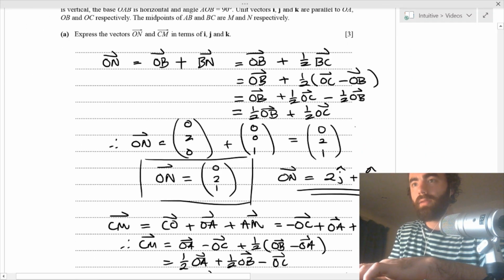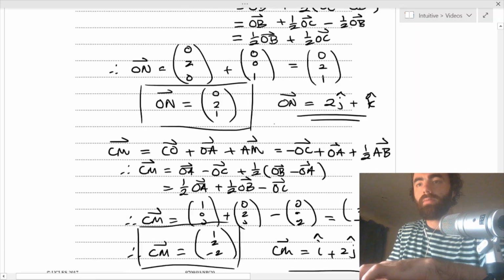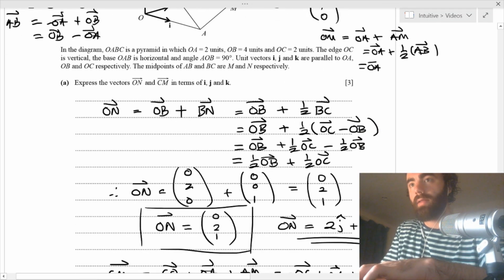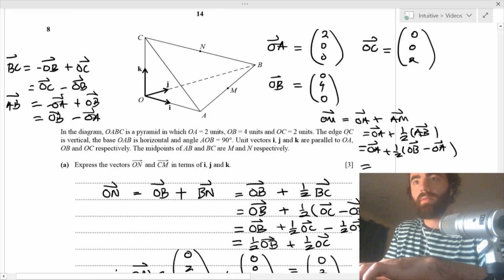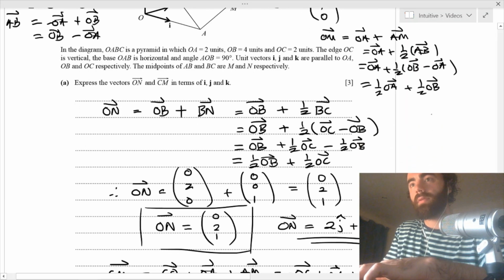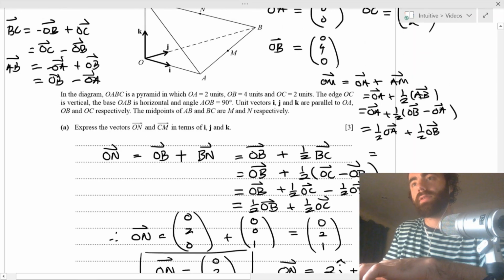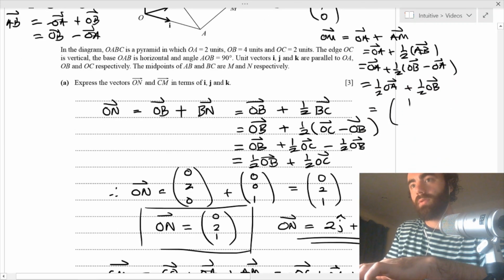Half of AB, which was a half of OB minus OA. So I'm just trying to work out OM here for the question. So this is going to be a half of OA plus a half of OB. Right? Yep. So this is going to be a half of this, which will be 1, 2, so this is going to be 1, 2, 0.